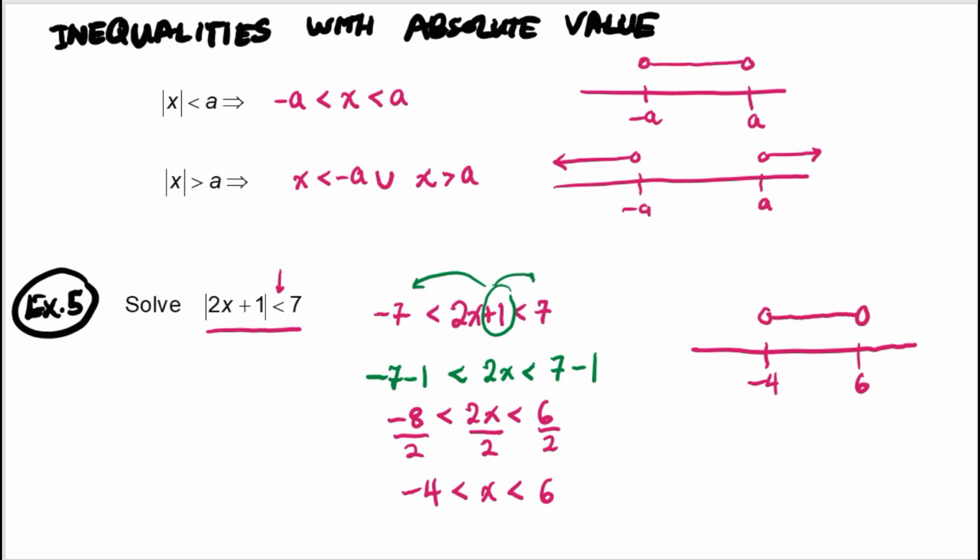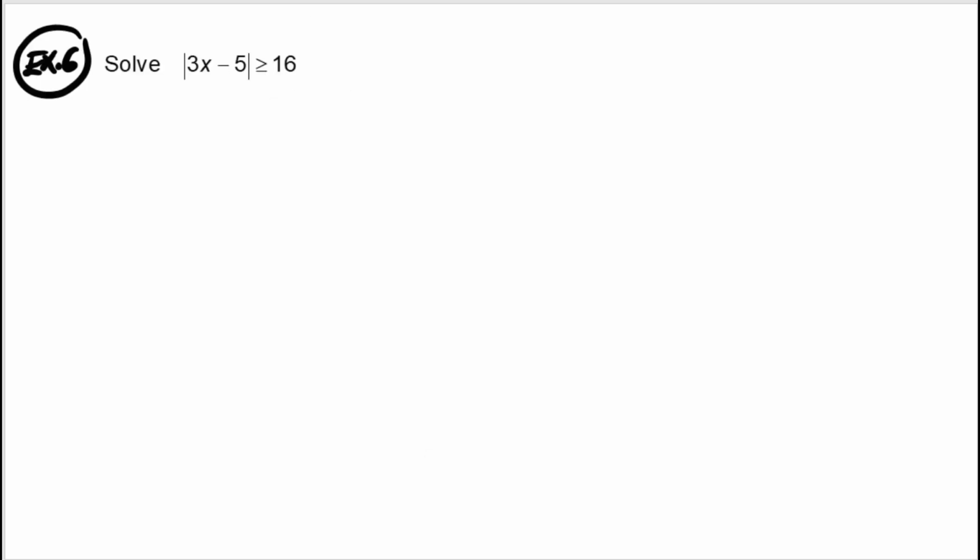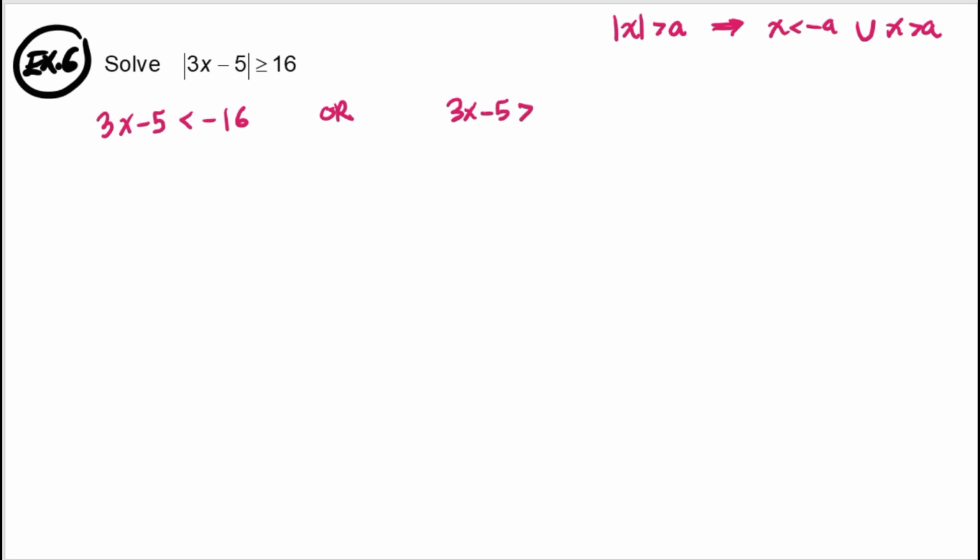Alright, now let's go to example number 6 here. Suppose we have this type of inequality. Recall that when we have the modulus of x greater than a, then x is less than negative a, or x is greater than a. So what we need to do is break this into two parts. The first part is 3x minus 5 less than negative 16, or union with 3x minus 5 greater than 16.